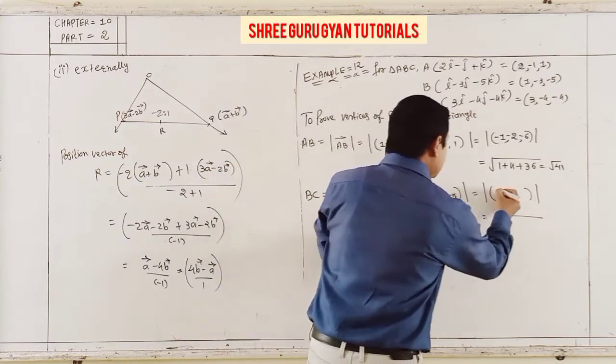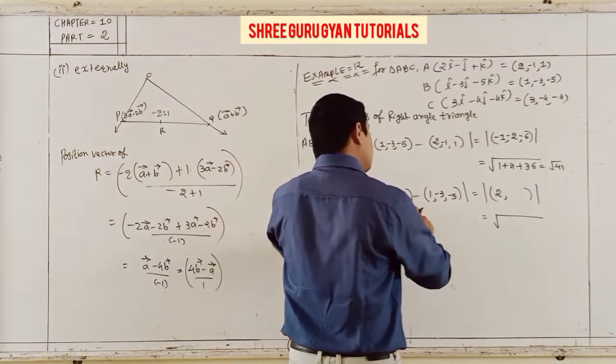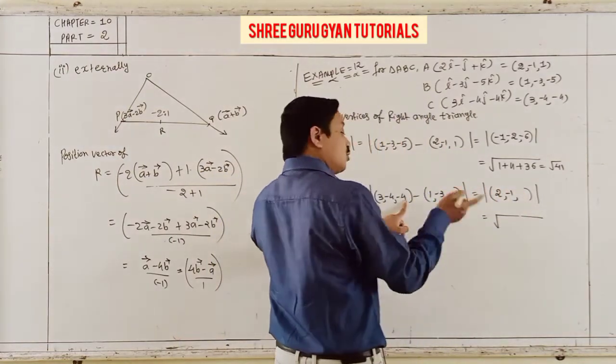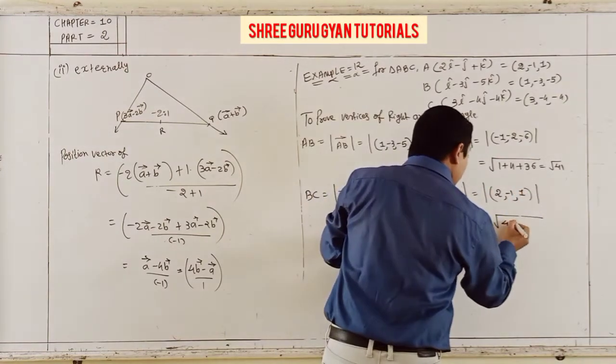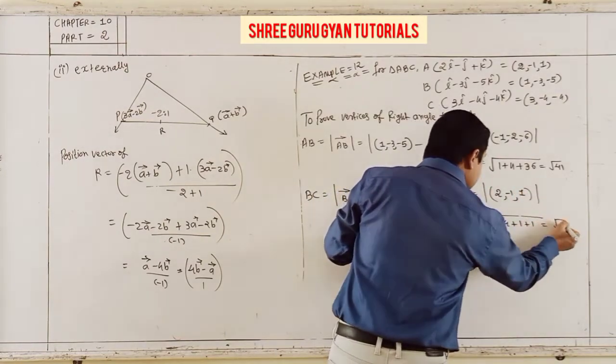So 3 minus 1 is 2. Now minus 4 plus 3 is minus 1, and minus 4 plus 5 is 1. We get 4 plus 1 plus 1, root 6.